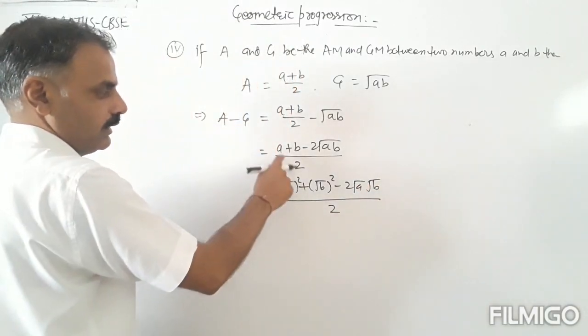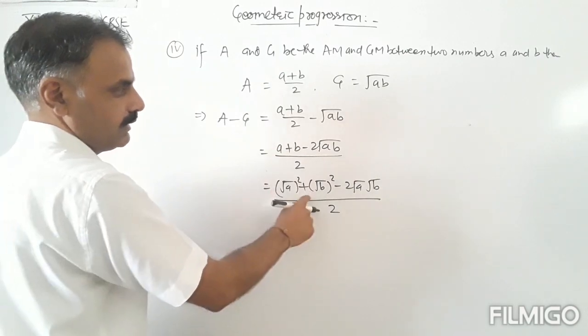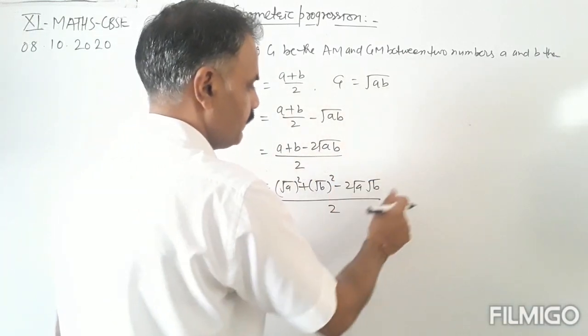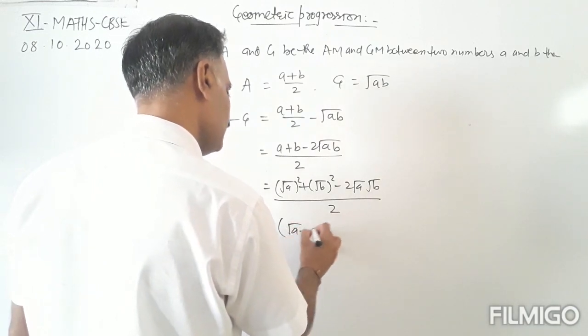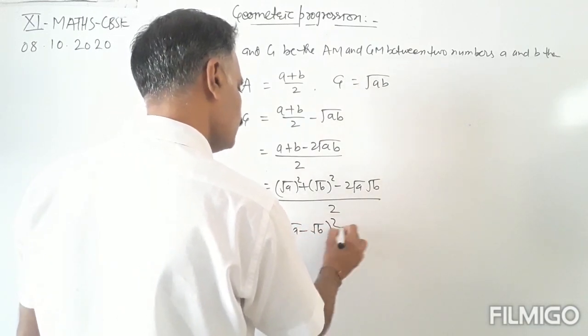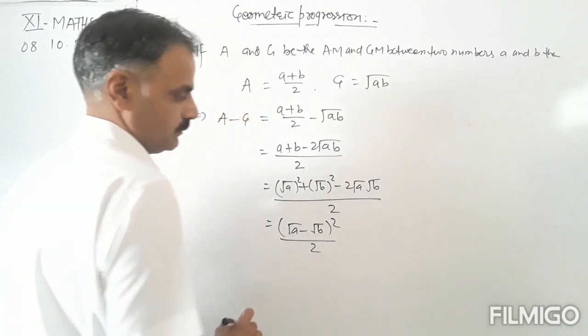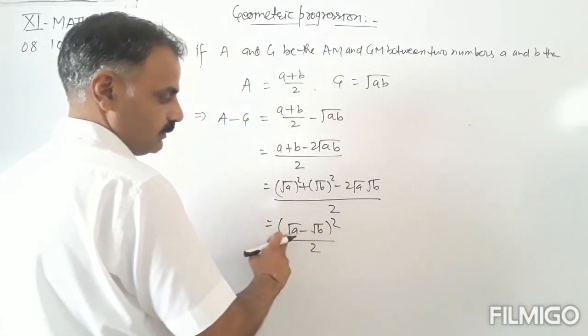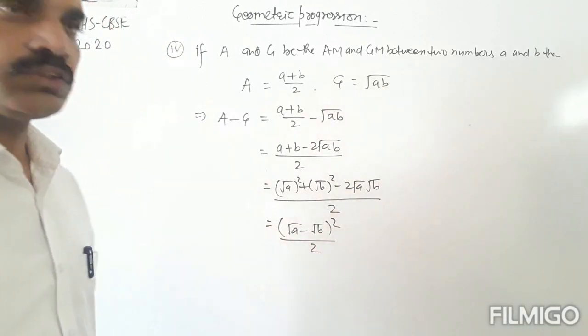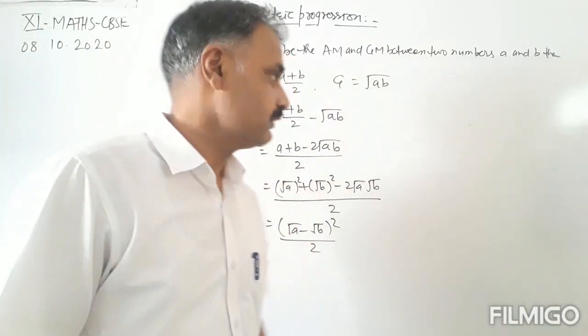Okay, A can be written down as this, B can be written down as this, and under root A can be written down as this. So this is equal to (under root A minus under root B) whole square upon 2. Okay, so this is always greater than or equal to 0, because the square of any number is always positive.